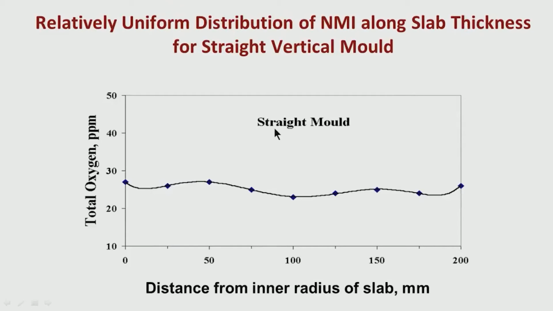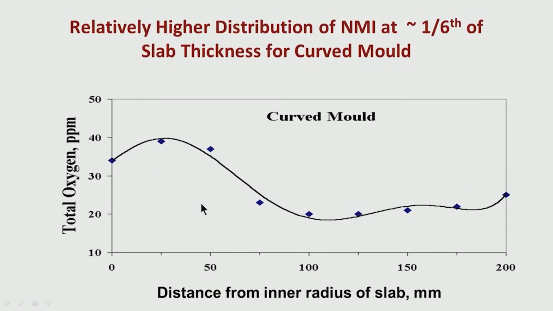Unlike the situation for a straight mold, which is more or less uniform with hardly much difference, here whatever difference there is, maybe in the straight mold it is an experimental error, but here you find it cannot be. It is around, say, 35 to 40 here, and around 20, maximum 25, there. So this cannot be an experimental error. That means near the inner radius, inclusions are getting entrapped much more. So there is a possibility of poor cleanliness at this portion.